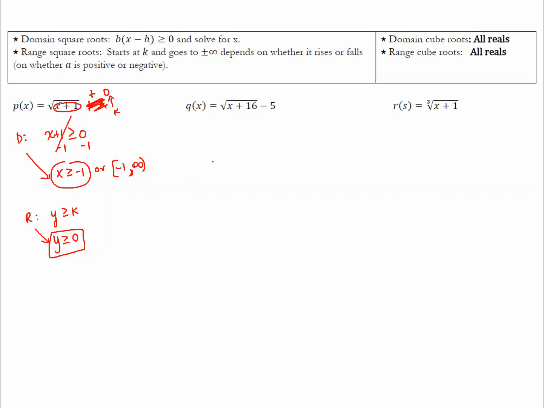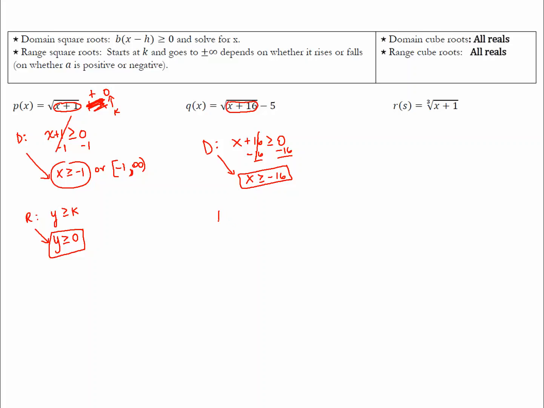Let's do it again. This is a square root, and we want the domain. For the domain, the inside of the radical. This minus 5 is not inside the radical. Only the x plus 16. We have to ensure that it is positive. So we have to write an inequality saying that this must be greater than or equal to 0. And then we solve for x. In this case, all we have to do is subtract 16. We get that x has to be greater than or equal to negative 16. Those are the only values of x that are allowed.